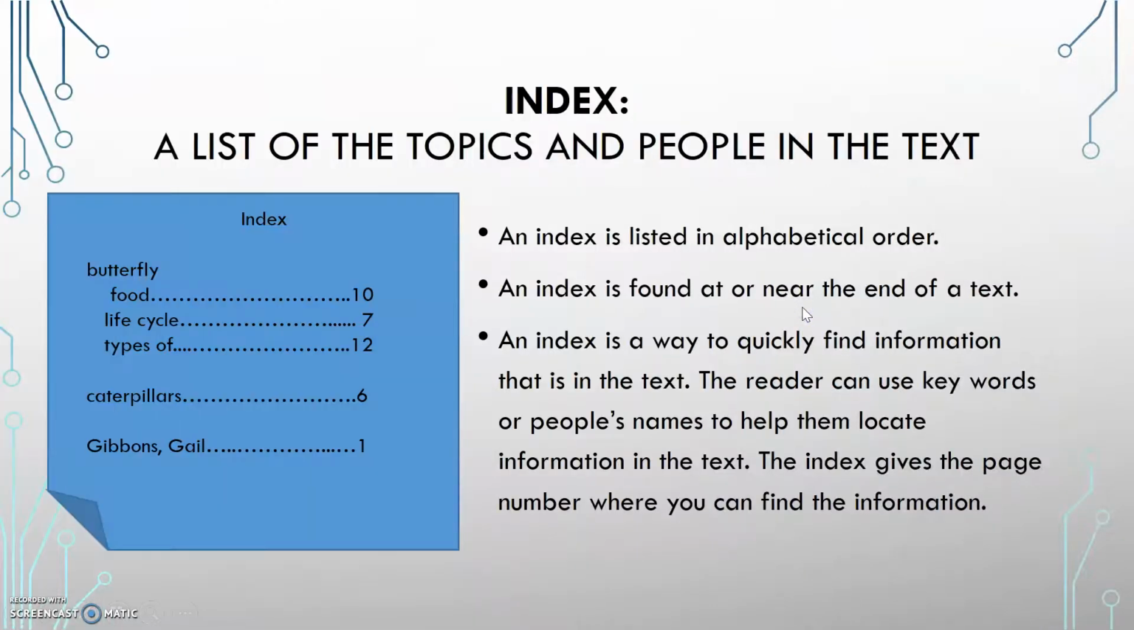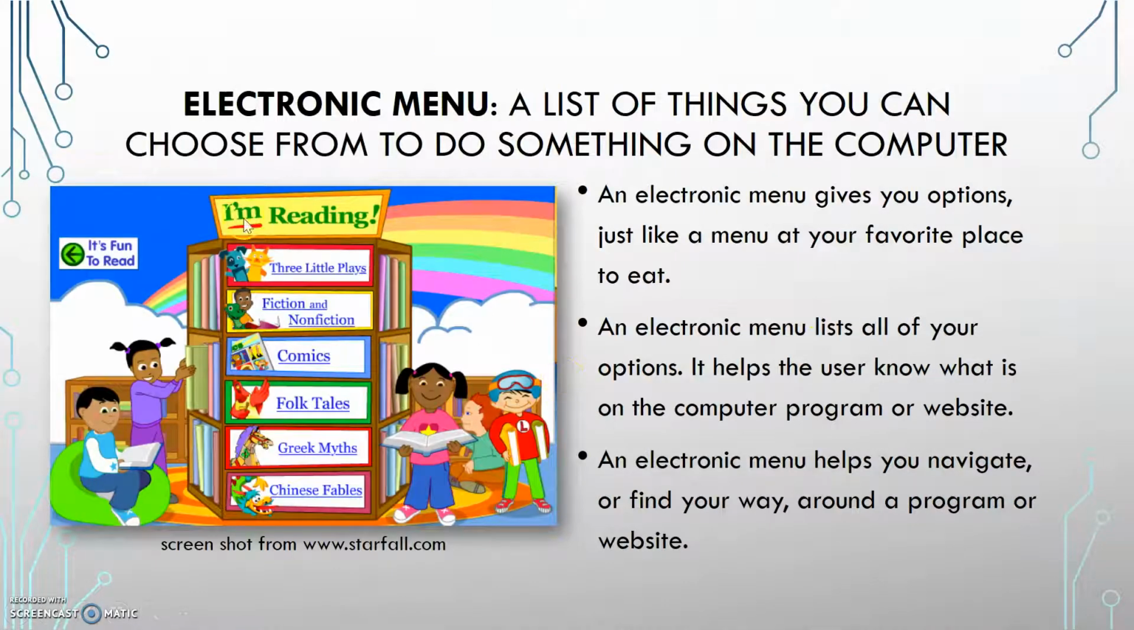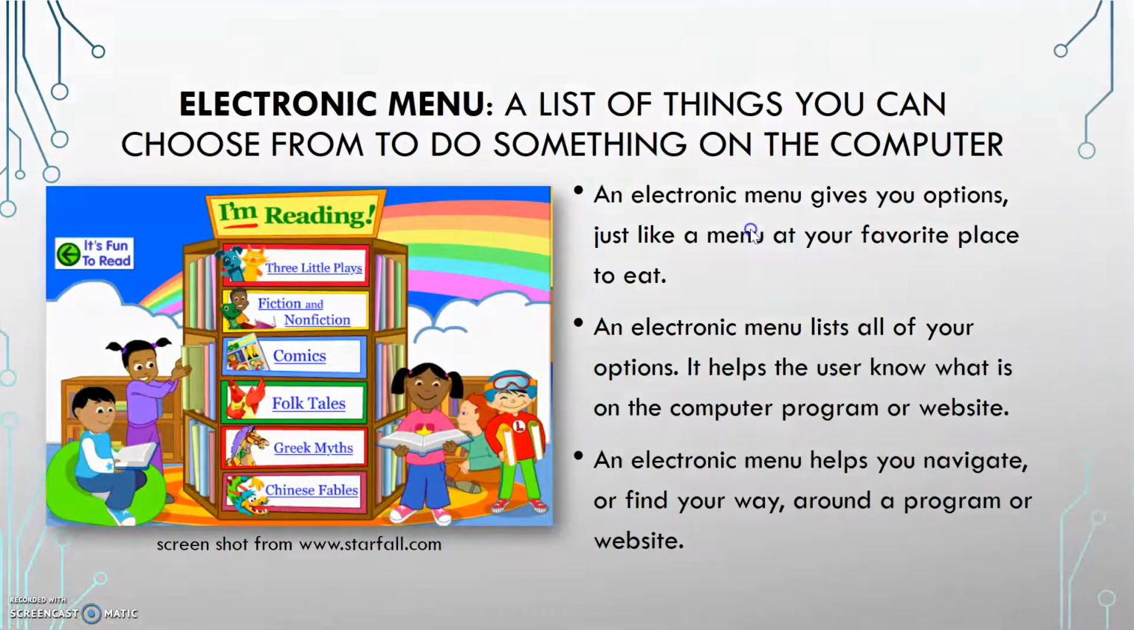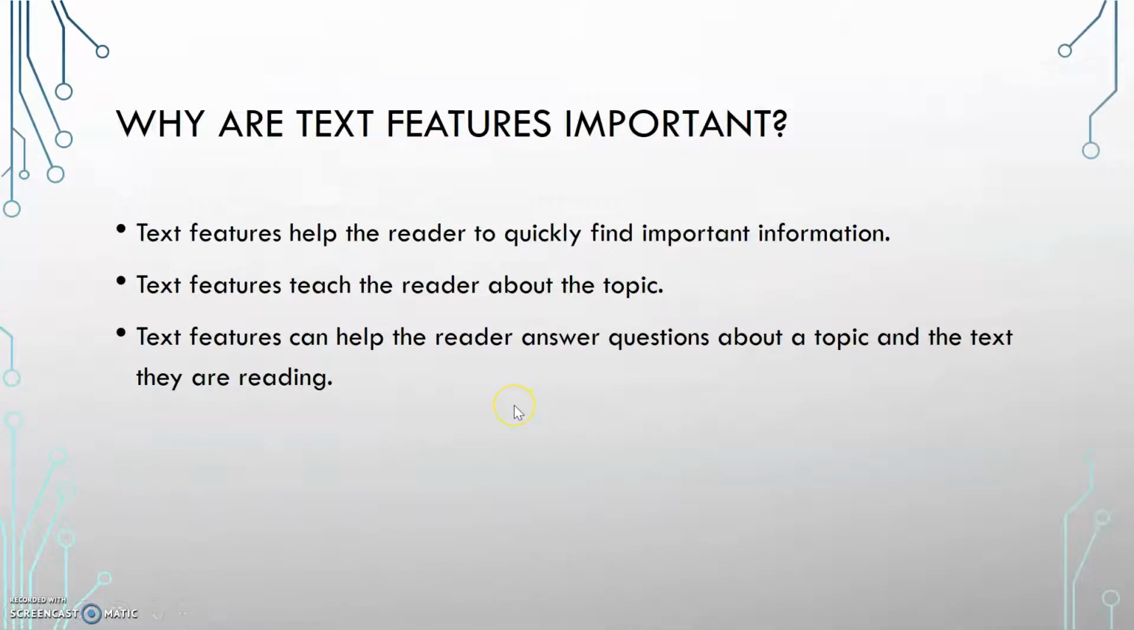Okay. So the index I told you also would be more linked to a book, a nonfiction book, a research paper. Okay. And then this would apply to the computers. So this would be more if there are text features maybe online on a website.